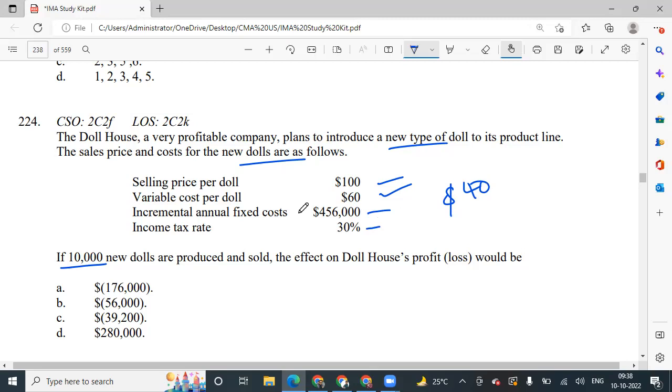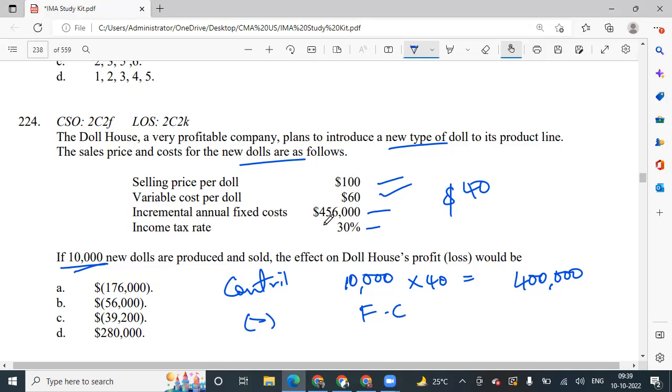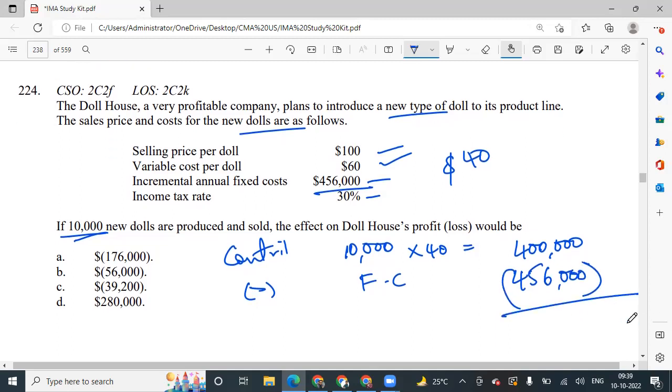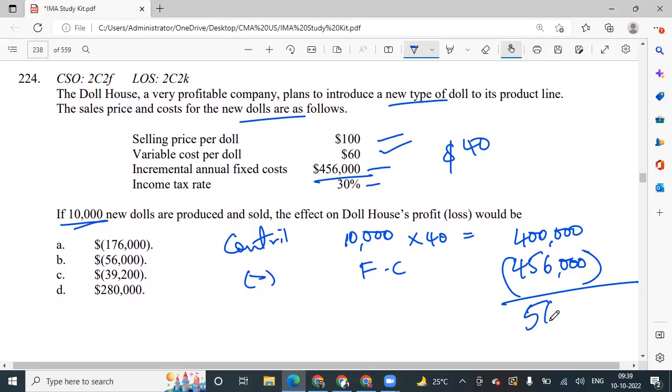So if I take 10,000 into 40, that will give me $400,000 of contribution. This is going to be my contribution. And from this contribution, I'm going to deduct my fixed cost. My fixed cost is $456,000. So I'm getting a loss of $56,000. Is $56,000 an option? Yes, it is an option, but wait.